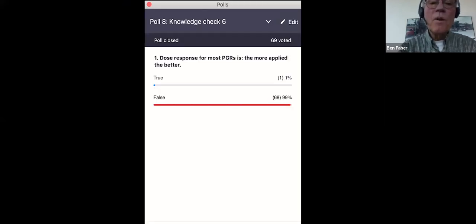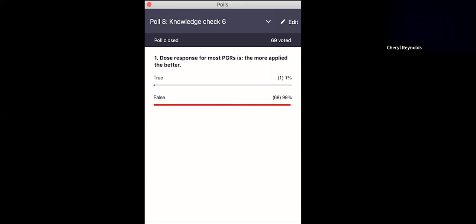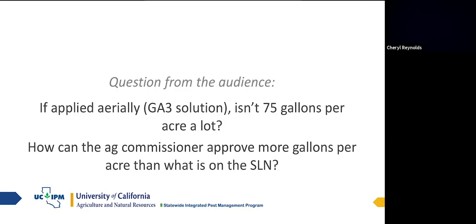Dose response to most PGRs is the more applied, the better. True or false? If 1x does well, 10x is going to really give me a good shot. True or false? And then another question about the gallons per acre. So if applied aerially, isn't 75 gallons per acre a lot? And then a follow-up to that was, how can the Ag Commissioner approve more gallons per acre than that's on the SLN?